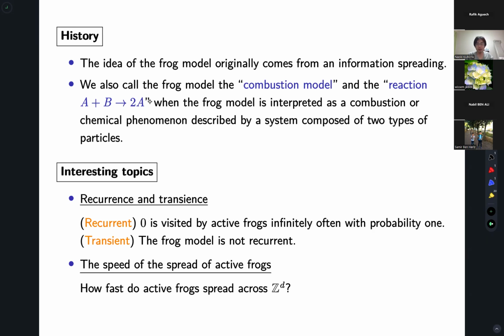At the beginning, the recurrence and transience problem were studied in the frog model. Recurrent means that the origin is visited by an active frog infinitely many times with probability 1, and transient is not recurrent. At the beginning this recurrent and transient problem has been studied, but I'm interested in the spreading of information, which is the original motivation to consider a frog model.